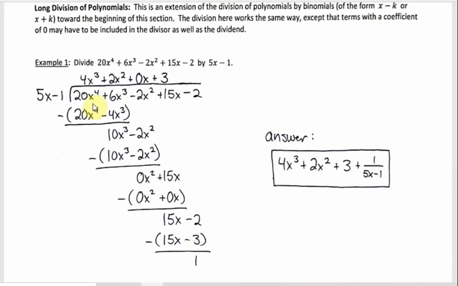So 3 times 5x will give you that 15x, and then 3 times 1 is 3, so you get 15x minus 3. Subtract that out. You end up with negative 2 plus 3, which is 1, so we got a remainder of 1. All right, so then the final answer, you don't need to write the 0x into the final answer. I suppose you could if you wanted to, but it's unnecessary. So we're going to end up with 4x cubed plus 2x squared plus 3, and then plus the remainder of 1 over the divisor of 5x minus 1.